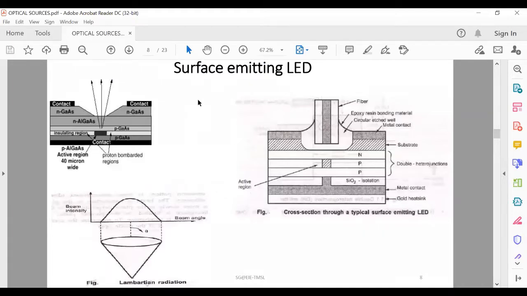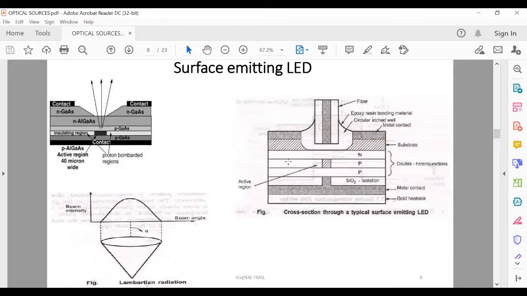So, a surface emitting LED. Here is a diagram. In this type of LED, the plane of active light emitting region is oriented perpendicularly to the axis of the fiber. Now, a double heterojunction diode is grown on an N-type substrate at the top of the diode, as it is shown here. You can see in this diagram.